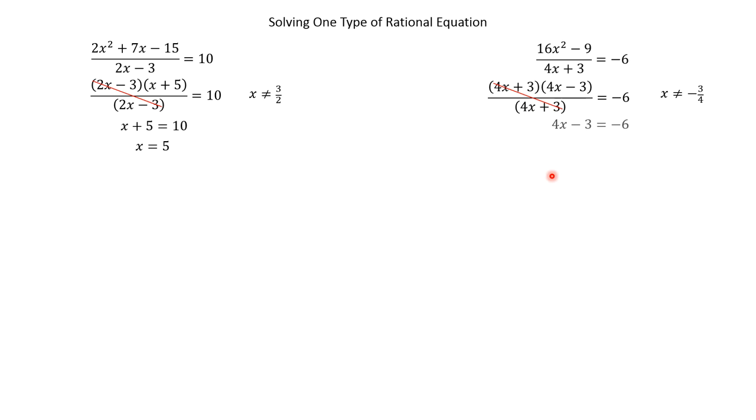Cancel. We get 4x minus 3 equals negative 6. We add 3. 4x equals negative 3. Divide by 4. We get x equals negative 3/4. Can x equal negative 3/4? Oh, x cannot equal negative 3/4. This one right here wins the battle. So, if x can't equal negative 3/4, but that's the only thing that x can equal, what do we have?